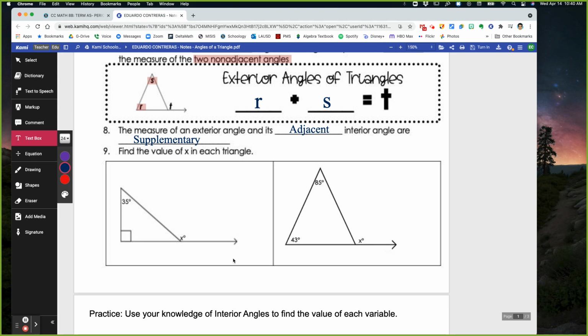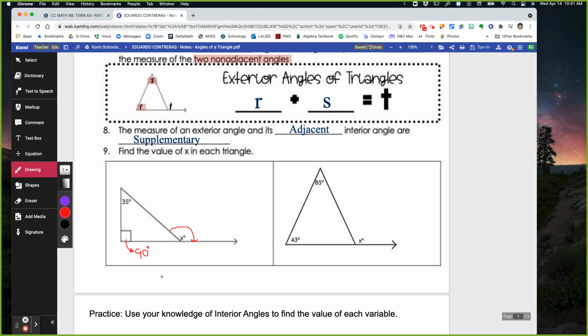All right. So we want to find angle x. So I want to find this angle x. And to find this angle, I have to add up the two angles that aren't adjacent. So one is 35 degrees. Well, what's the measurement of this angle here? How many degrees is this angle going to be? Yeah, it's a right angle. So that means it's 90 degrees.